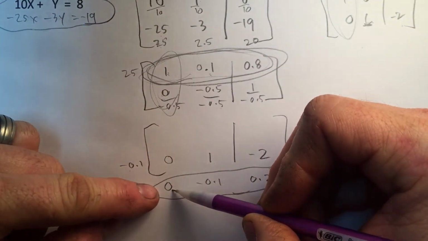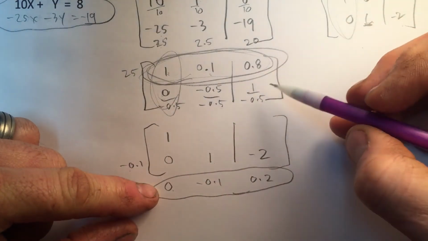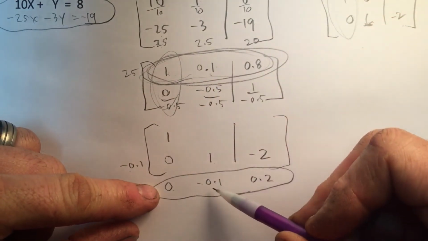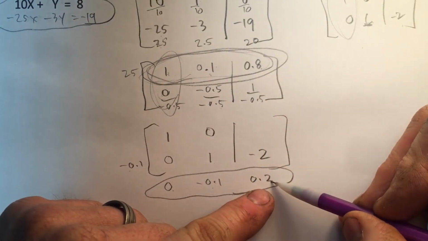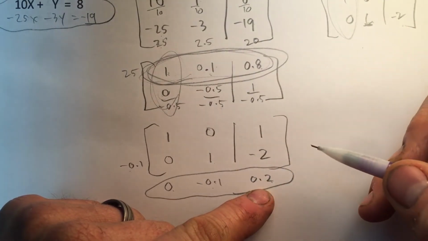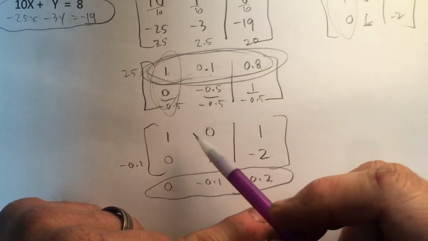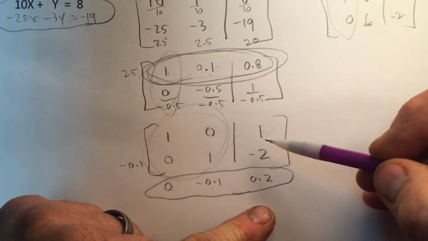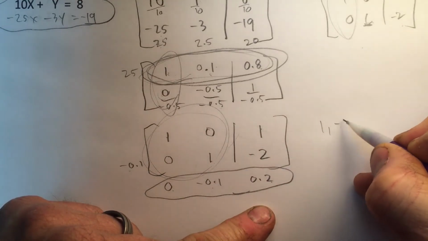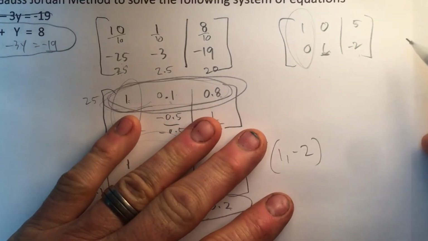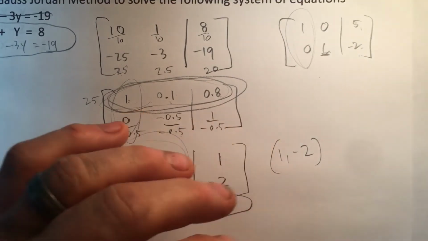1 plus 0 is 1. 0.1 plus negative 0.1 is 0. And then 0.8 plus 0.2 is 1. And there you go. I'm finished. I got my identity matrix, and here's my solutions. X is 1, y is negative 2. That's my solution, which I was off on the x. I got the y right, huh? Anyway.